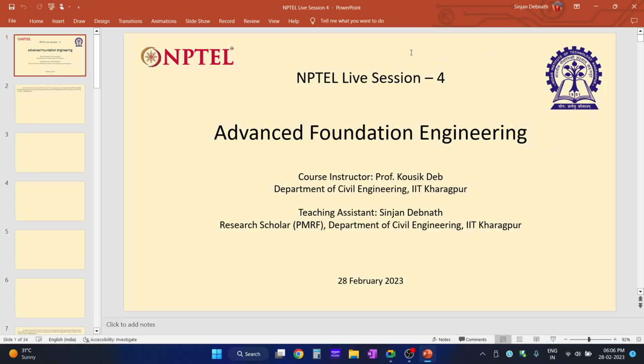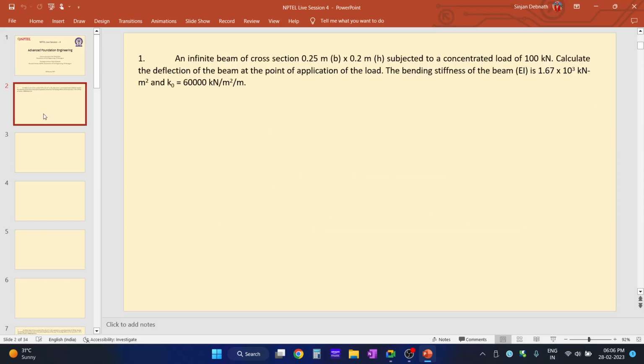So let's go to the first question. An infinite beam of cross section 0.25 meter by 0.2 meter, this one is breadth, this one is height, subjected to a concentrated load of 100 kilonewton. Calculate the deflection of the beam at the point of application of load. The bending stiffness of the beam is 1.67 into 10 to the power 3 kilonewton meter square, and K0, the subgrade modulus, is 60,000 kilonewton per meter square per meter.